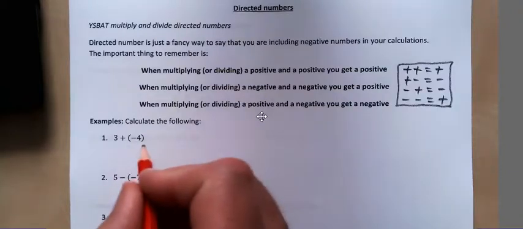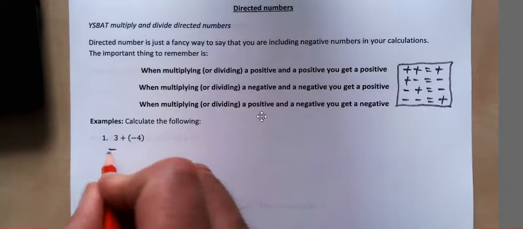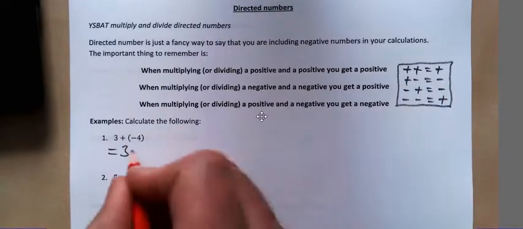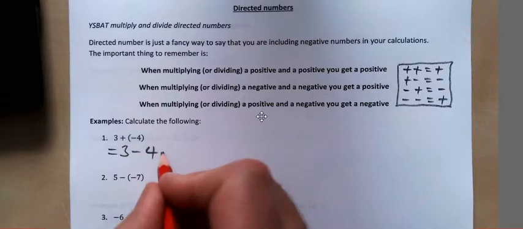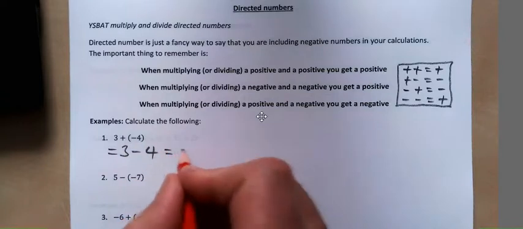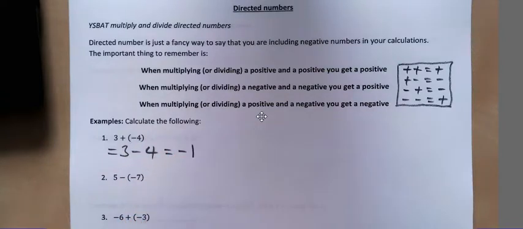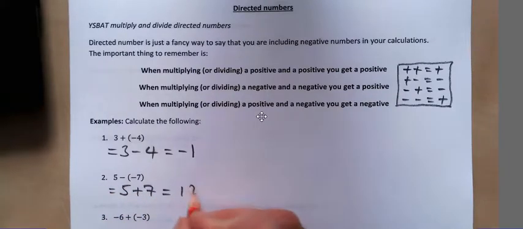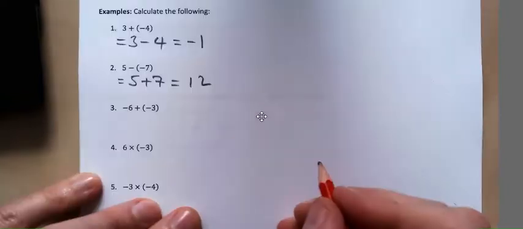So I would rewrite 3 plus minus 4 as 3 minus 4, because a plus and a minus is the same as a minus, and then 3 take away 4 gives us minus 1. 5 minus minus 7 is the same as 5 plus 7, and that gives us 12.